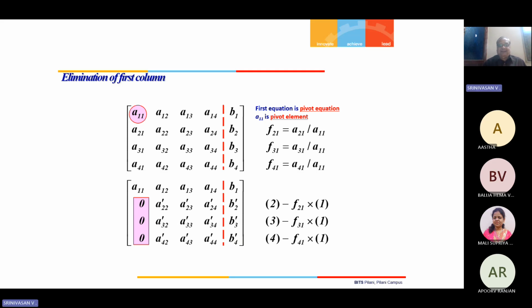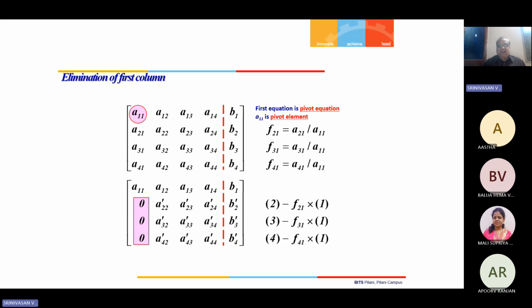So you know very well. We just make this A21 by A11, call it F21. So what do we do? Equation 2 minus F21 into equation 1, you are getting 0. Then my third row: third row minus F31 into the first equation.